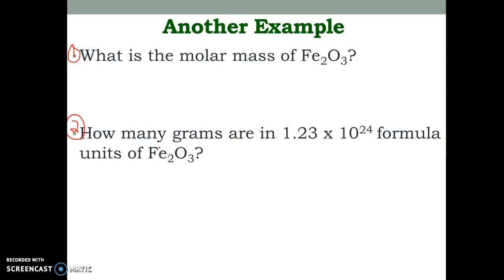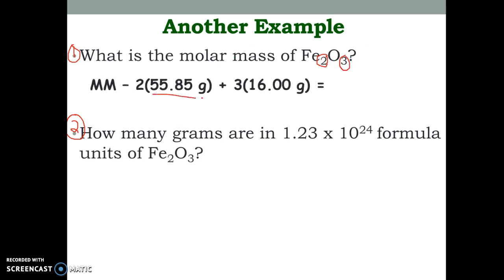Alright, so hopefully you've taken a second and got the molar mass of iron 3 oxide. So if I look at this, there are 2 irons and 3 oxygens. To get that molar mass, I take the molar mass of iron times 2 and take the molar mass of oxygen times 3. Now when I add those two together, I get 159.7. There's the molar mass of iron 3 oxide. And I'm going to use that to go from, excuse me, from formula units to grams.